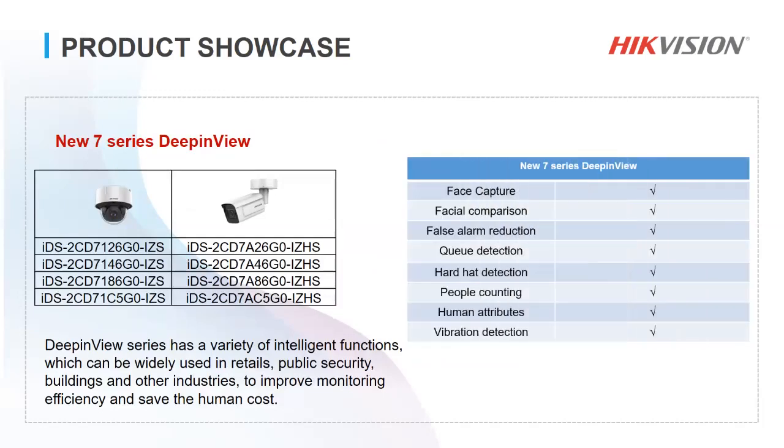Next, we have the new 7-line Deep in View cameras. So it's available as a dome camera or as a bullet camera. And this camera, in addition to being able to use with the density control, also gives us the additional benefits of the Deep in View 7-line cameras. So we have the face capture, we have the facial comparison, we have the false alarm reduction, we have queue detection, we can use it as hard hat detection, people counting, human attributes, and vibration detection.